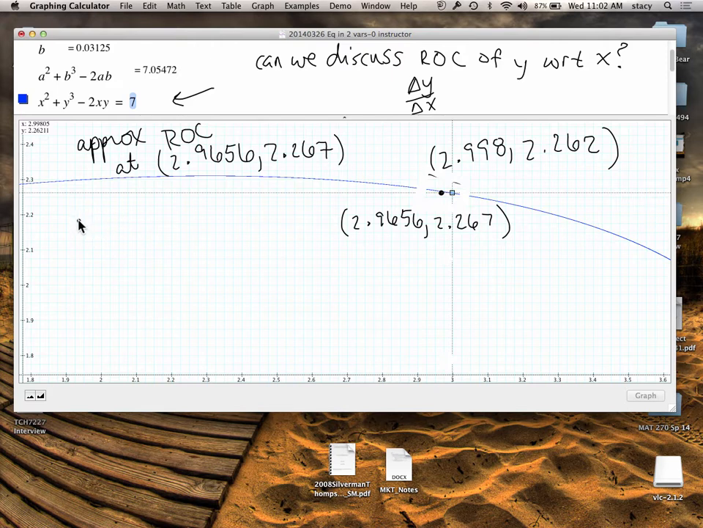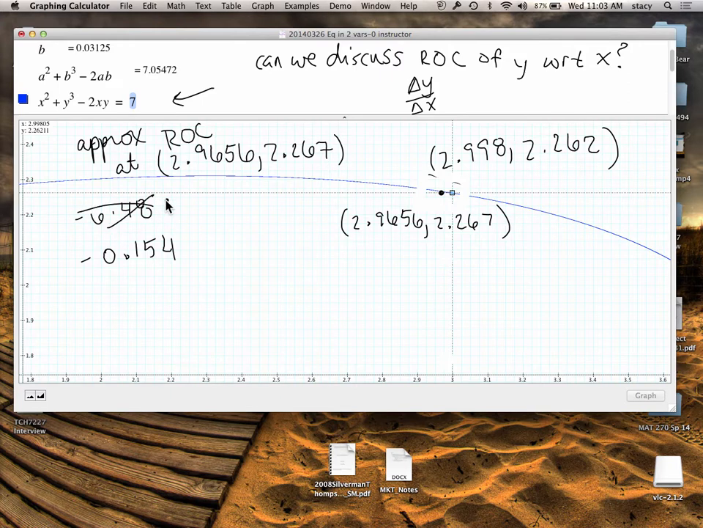Okay, so what is the approximate rate of change? Negative what? 6.48. Seriously? I'm really not buying the negative 6.48. 154. Okay. Why am I not buying the negative 6.48? That's way too steep, right?